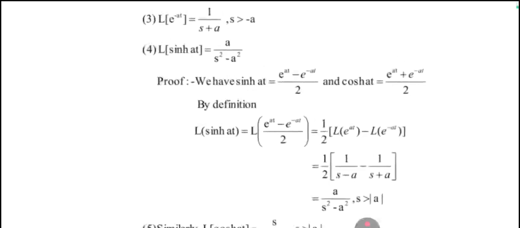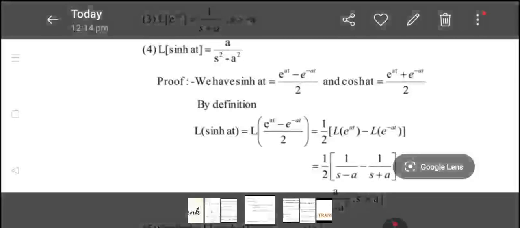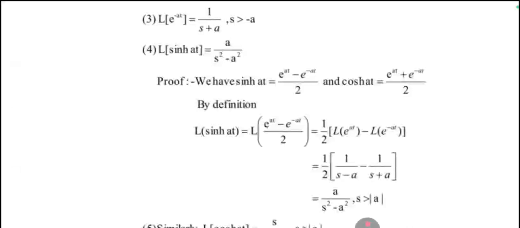L of sin h at, that is the fourth one, which is equal to a by s square minus a square. Proof. We have sin h at. Sin h at can be written as e power at minus e power minus at divided by 2. By definition of Laplace transform, we can write L of sin h at, which is equal to L of e power at minus e power minus at divided by 2.